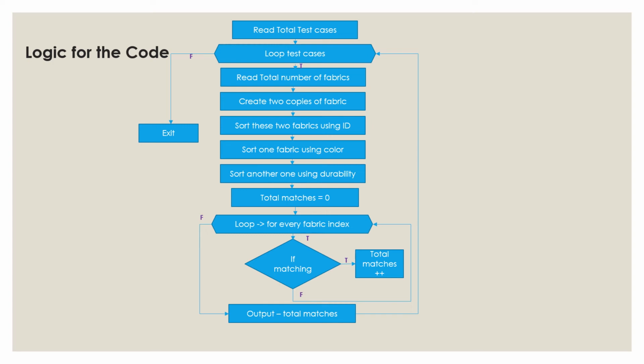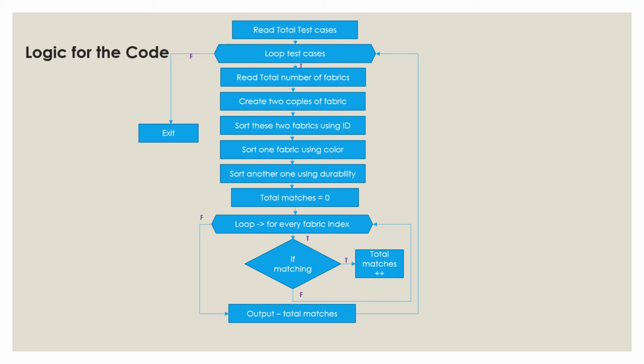After that, sort the first matrix using color and the second matrix using durability, then loop through the matrices using the index, because the number of fabrics is always the same, and check whether it's matching. If it's matching, then add 1 to the result. Then display the result at the end after looping through, and go back to the next test case.